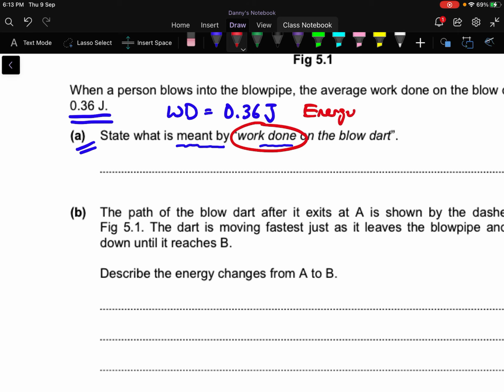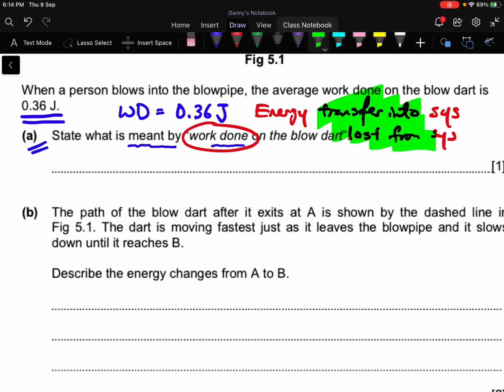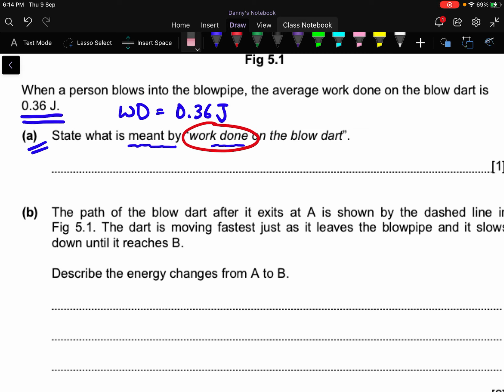So in essence, work done is basically the amount of energy that is being transferred into the system, or it is the amount of energy that is lost from the system. So the essence of work done is the amount of energy that gets pumped into the system or taken out from the system. In this case, you need to show the examiner that you are aware of this key concept about this type of energy called work done. In fact, this is energy that is taken in or taken out or being transferred in.